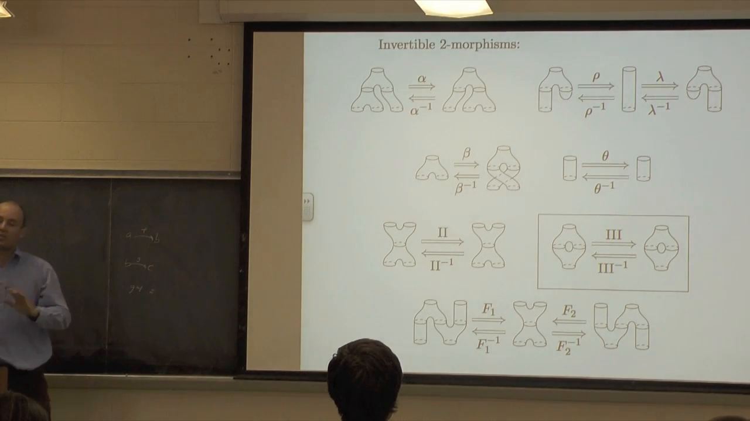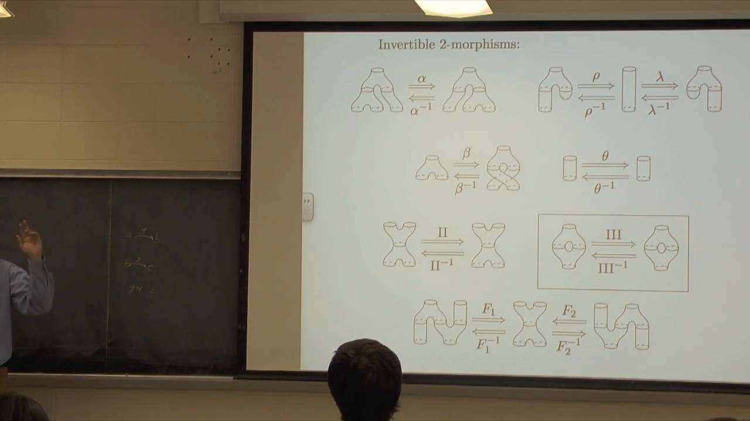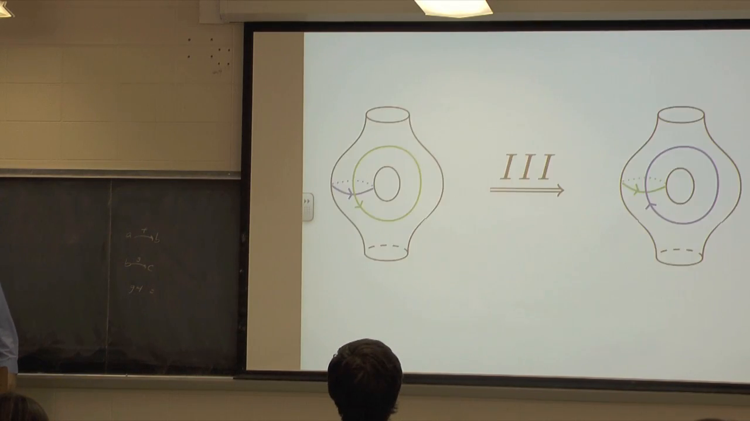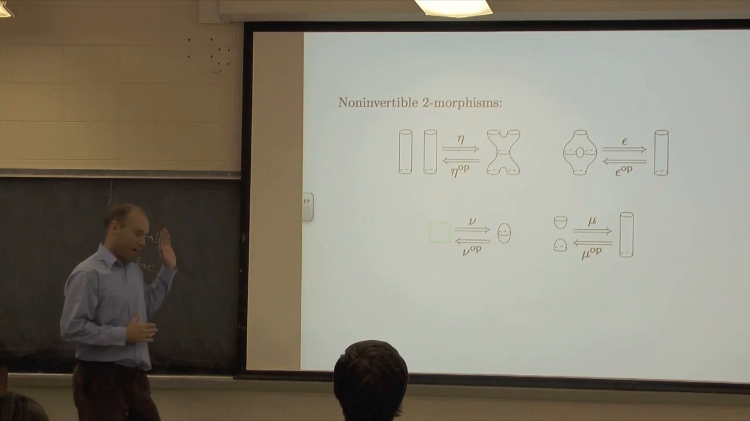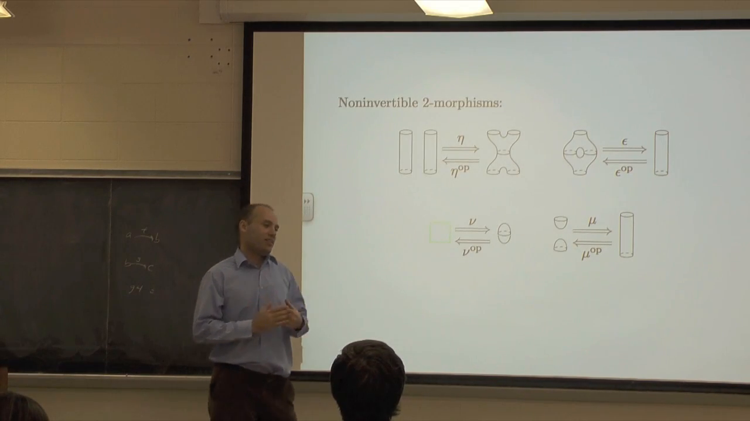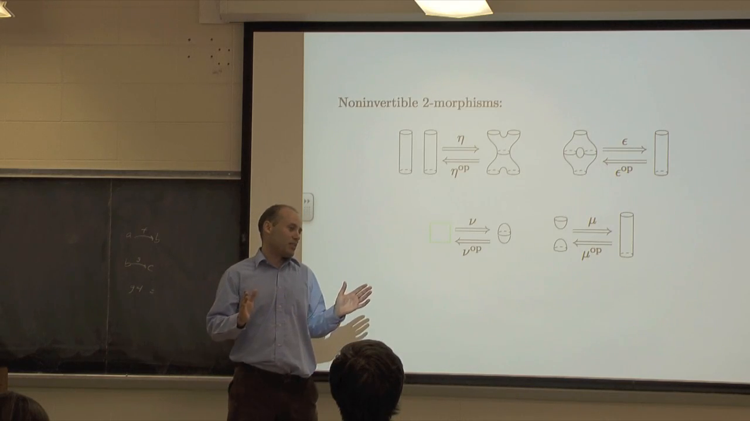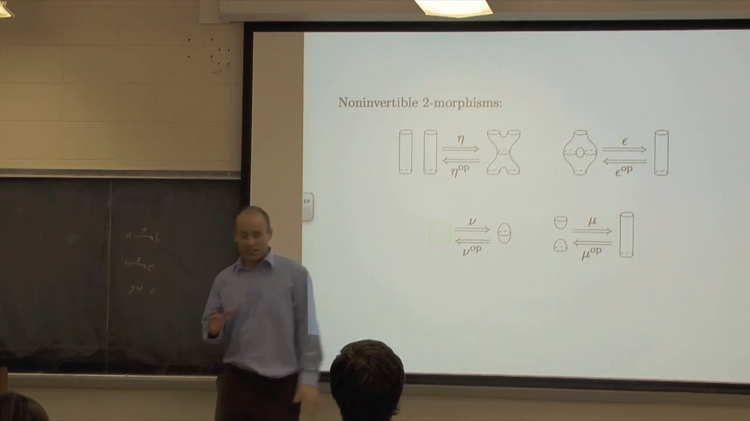Okay, those are all the invertible ones. They generate the mapping class group. Up till that point, that was sort of known from about the 2000s. People were thinking about things that way.